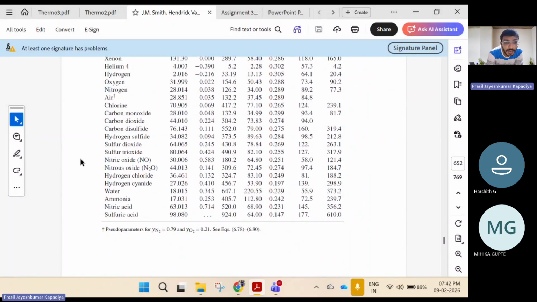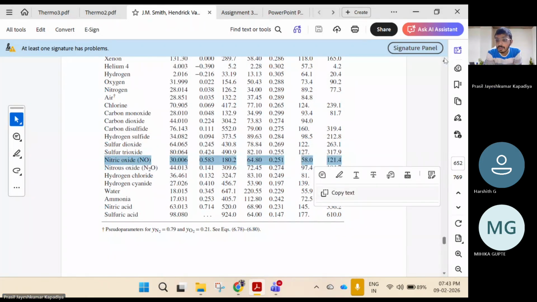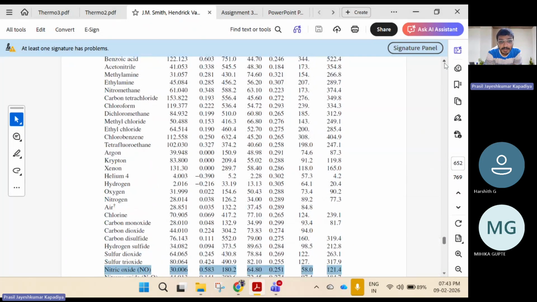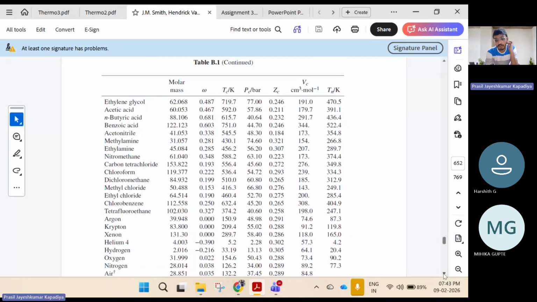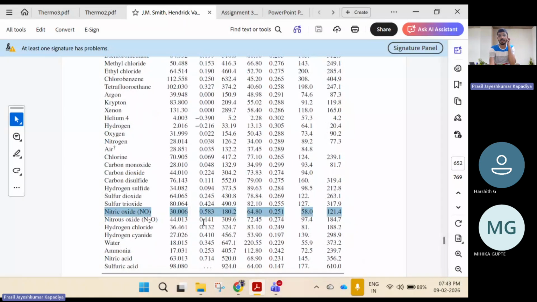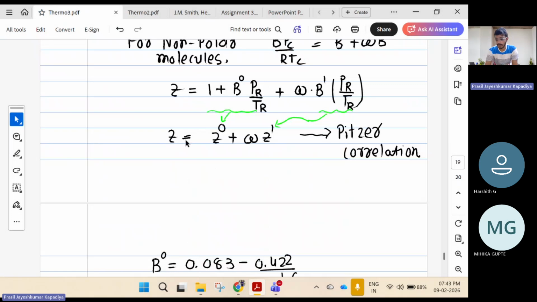What is the value for nitric oxide? I am highlighting it from here. For nitric oxide, the second column is omega. Omega is equal to 0.583. So you put the values of Z naught, omega and Z prime, find the value of Z, and tell me what you are getting.